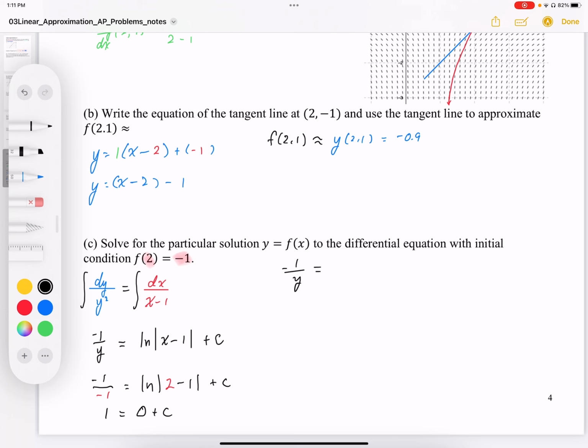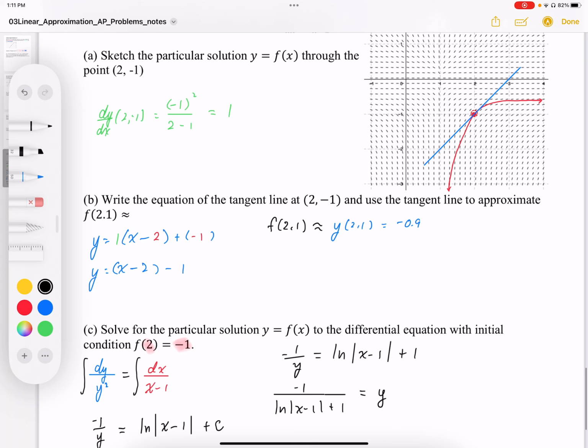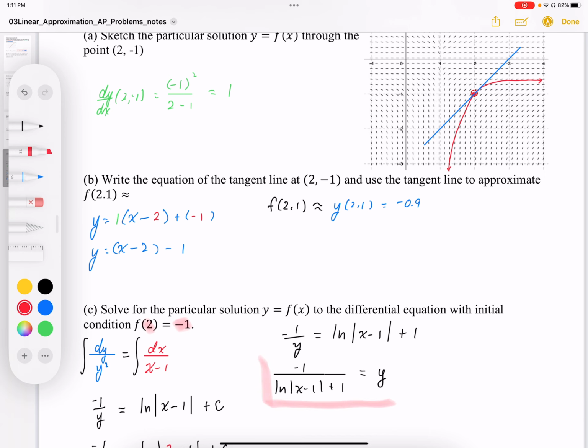-1 over y is equal to log of x minus 1 plus 1, and then algebraically rearranging this, I'm going to end up with y equal to negative 1 over log of x minus 1, plus 1, in the denominator. So that represents the specific solution that passes through that coordinate. So when I graph this equation, I'm going to end up with that red line which I sketched in there.